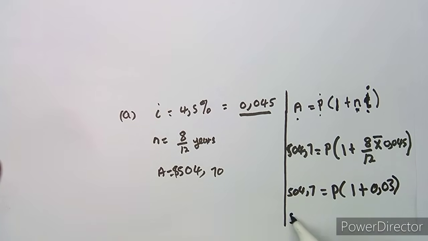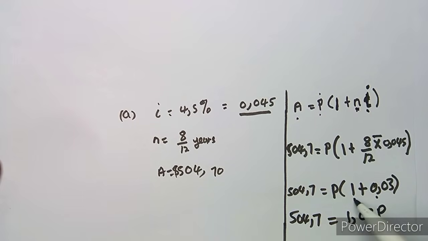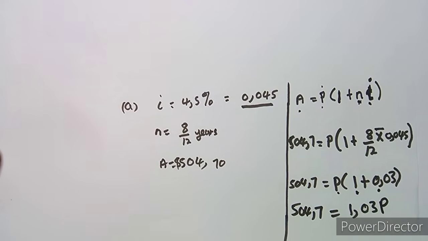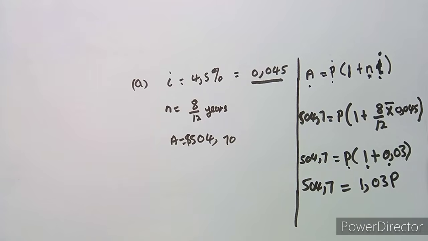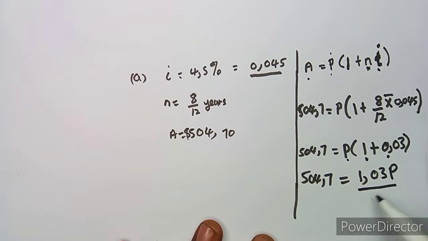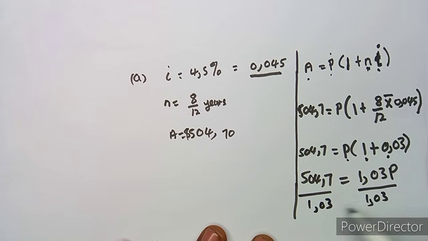So if we add this, it's going to be 504.7, which is equal to 1.03 P. So you add these two, then you multiply by P. So what can I do to calculate P? This is just a normal equation, guys. Divide both sides by 1.03.